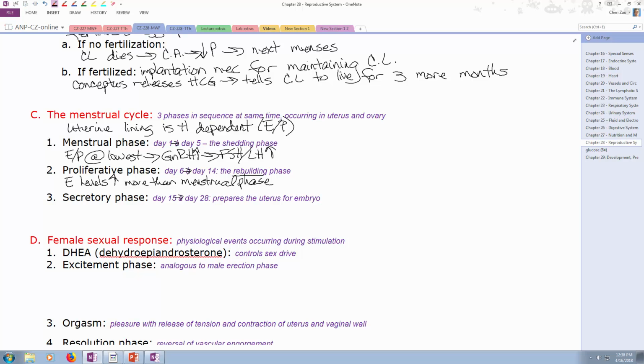Then the secretory phase occurs, this is all uterine lining, after ovulation. So day 14, ovulation. Now we have day 15 through 28, preparing the uterine lining for the embryo. And this is due to increased P levels. And of course, increased P levels are because of corpus luteum activity.